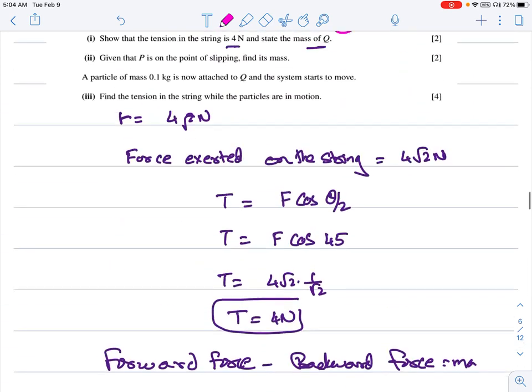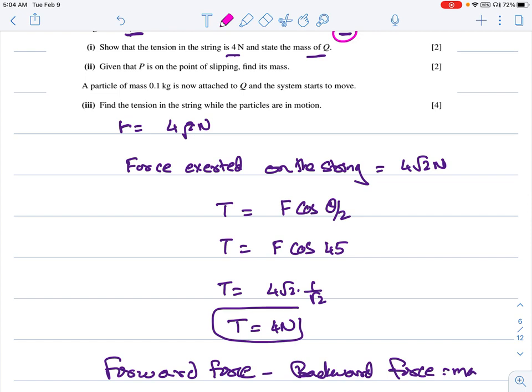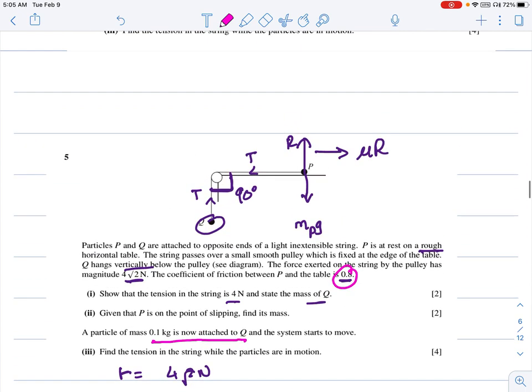So that is the mass of P. A particle of mass 0.1 kg is now attached to Q. So now what am I doing? An additional mass of 0.1 kg is being attached to Q. So 0.1 g also acts downwards. Now the total weight will be 0.4 plus 0.1, which is 0.5 g, acting downwards.